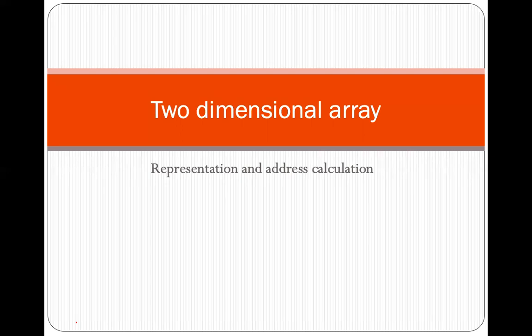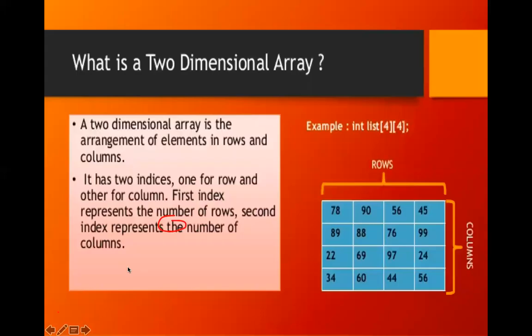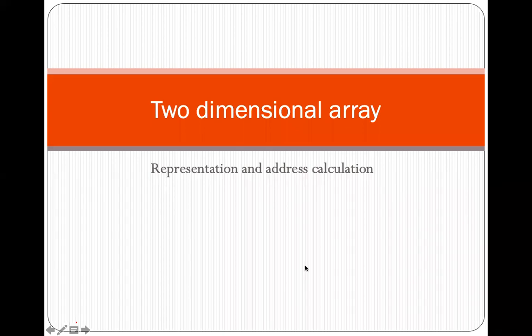So see here, this is a two-dimensional array, and these elements will be arranged like this. These are called rows and these are called columns. So here how many rows and how many columns are there? Here 4 rows and 4 columns are available. This is the first row, this is the second row, this is the third row, and this is the fourth row. So these 4 rows are available here.